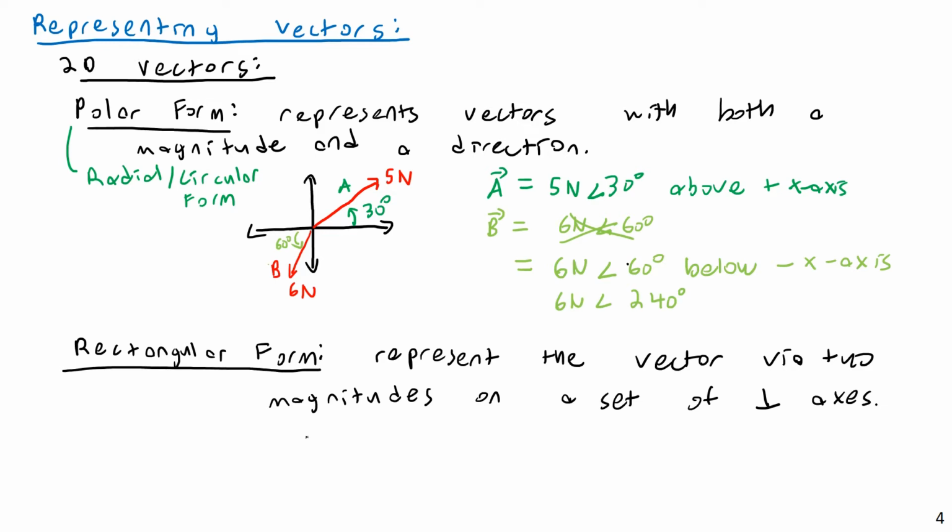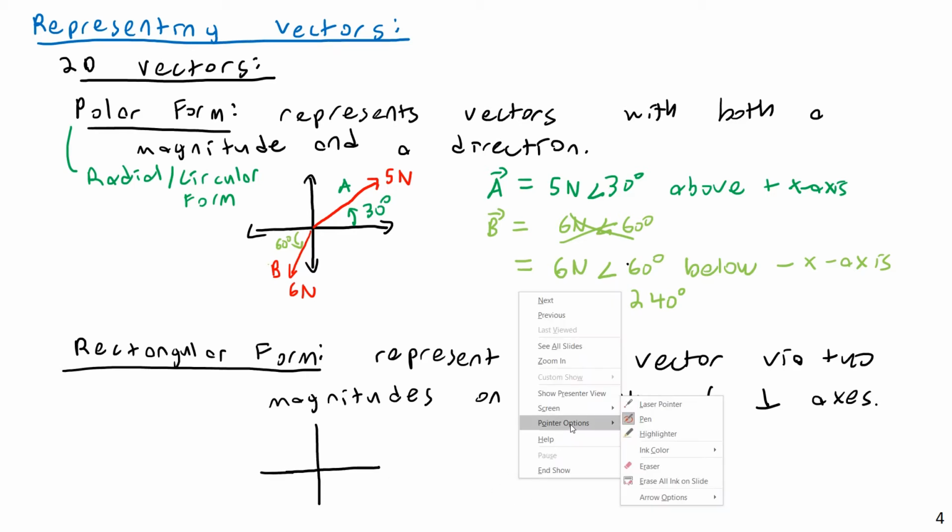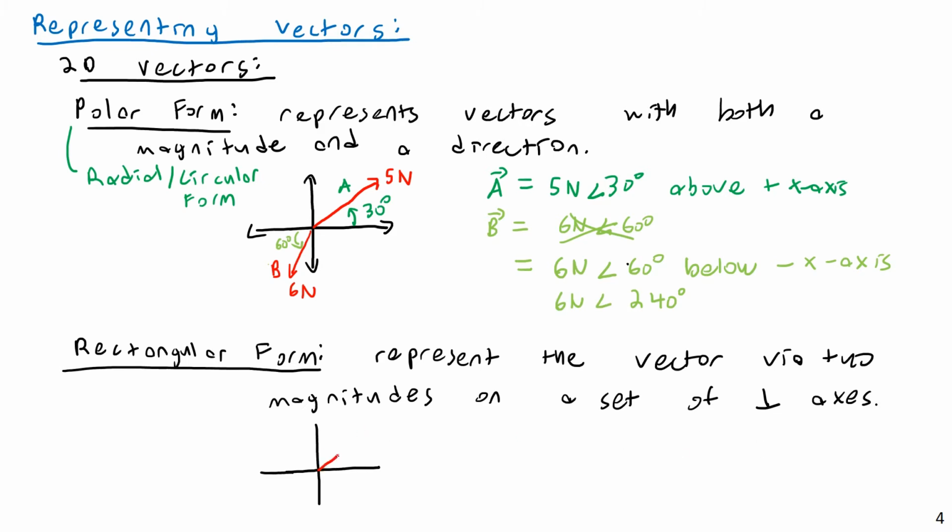So, if I have something like this, let's look at these same ones. Let's do these same ones again, and look at how I could represent these in rectangular form. So 5 newtons and 6 newtons. This is vector A, this is vector B, and we'll have the same relative angles. So let's say this is 30 degrees, and this is 60 degrees. 60 degrees here.